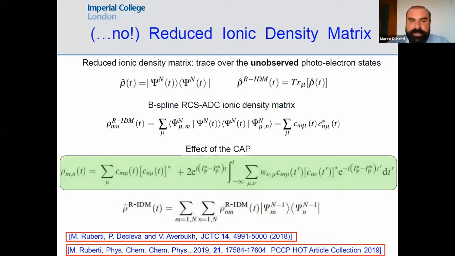And once we have the description of the many-electron wave function of the neutral system, we then compute the density matrix of the ionic system. So we trace out the photoelectron degree of freedom that we assume we are not interested in. So we are not going to measure it in our experiment, for instance. And therefore we obtain this representation of the ionic density matrices on the ionic eigenstates.